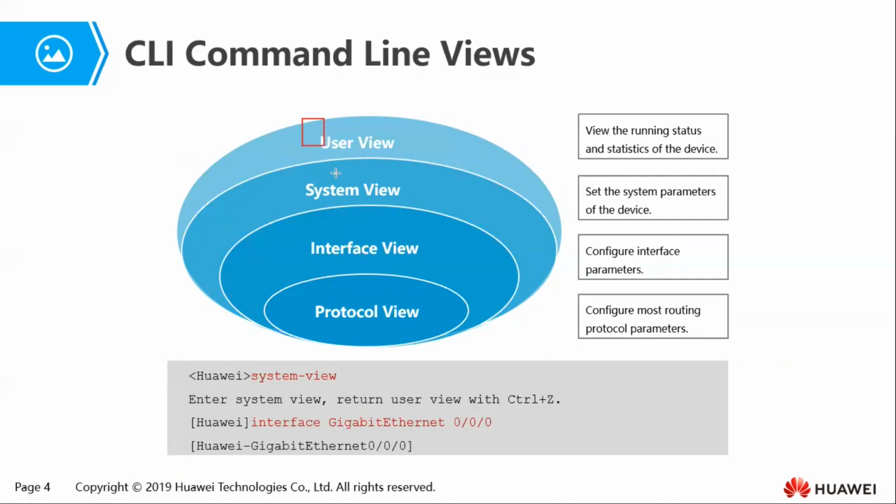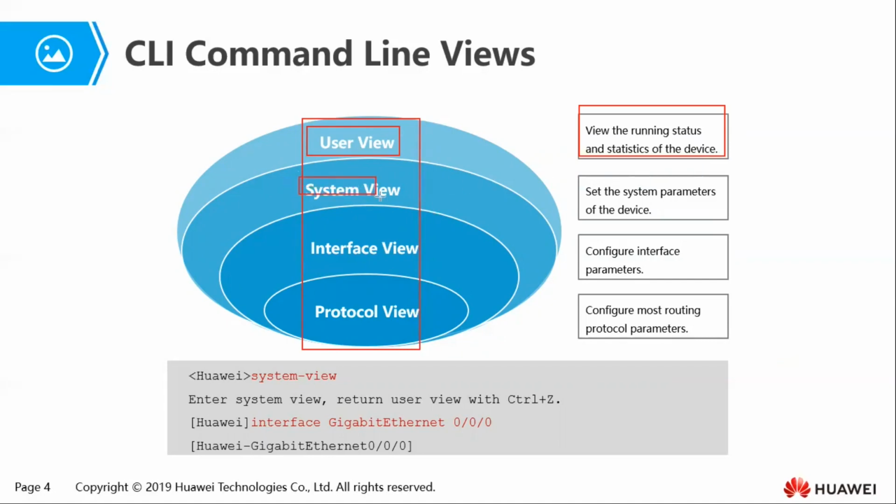Hierarchically means that in order for you to configure particular parameters, you must be able to get into a certain view. They're called views. So the very first view in the hierarchy is called the user view. In the user view, you can only view the running status of the device and some general statistics about the device. So you can only see some stuff, but you cannot configure the system parameters.